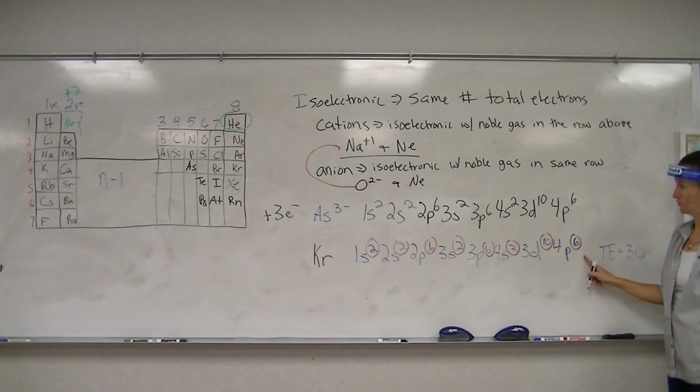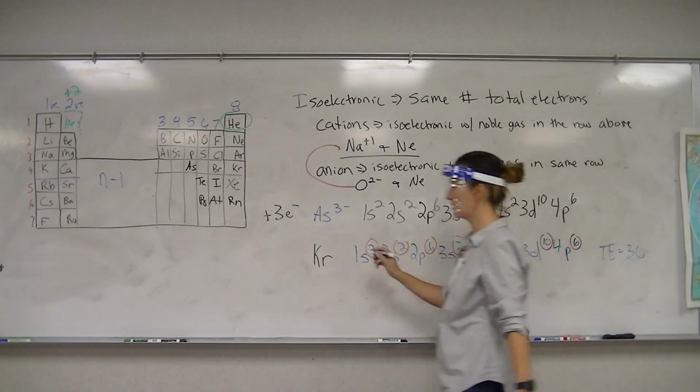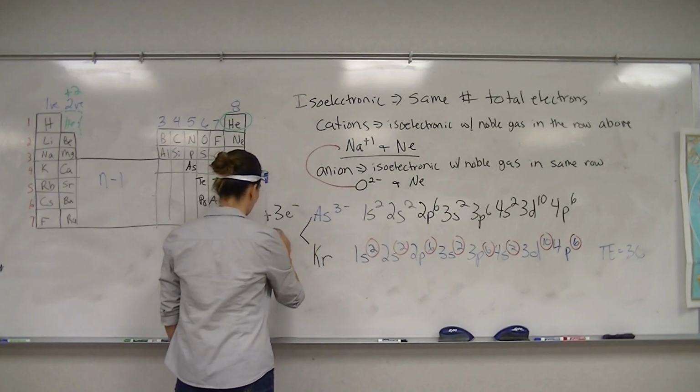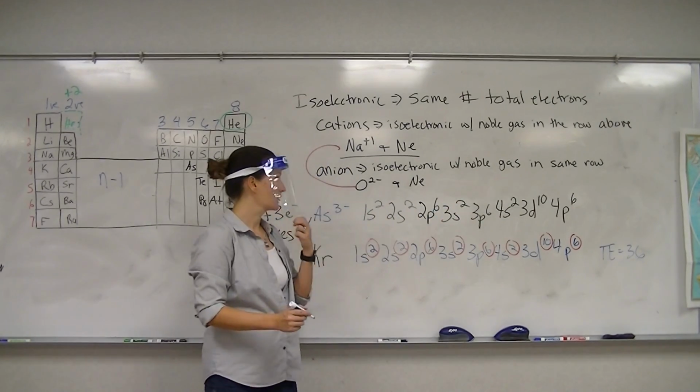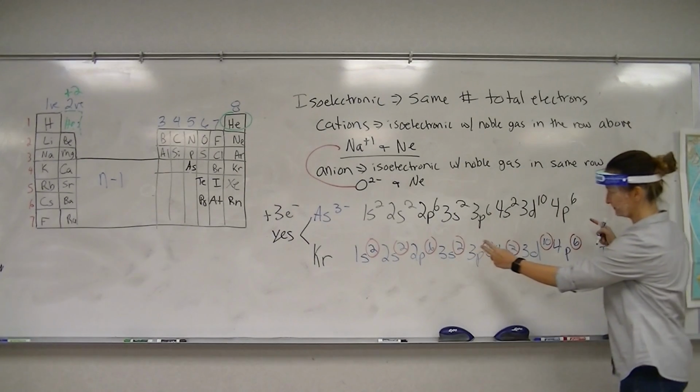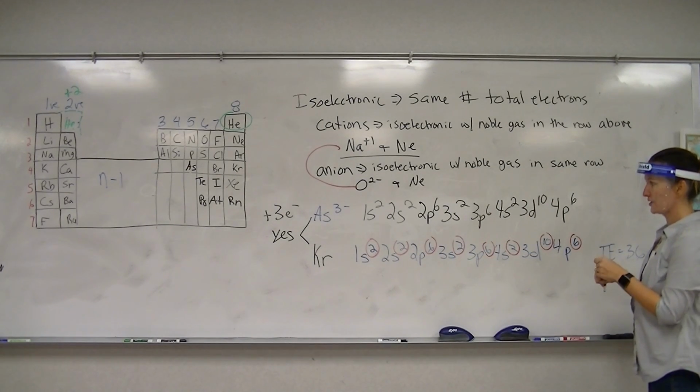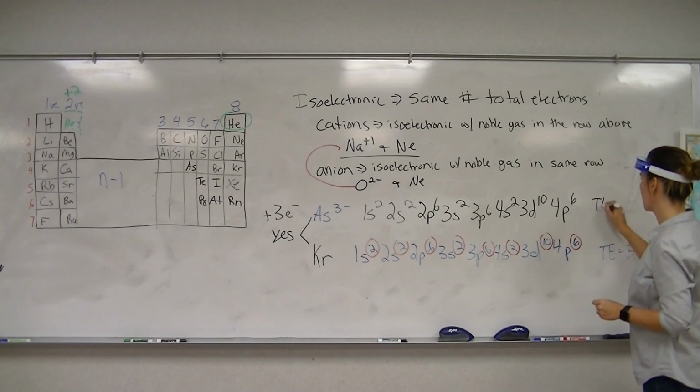Do they match? Yes. So you can look at their electron configurations and say, oh, they match. So yes, they're isoelectronic. The other way is just to count the total electrons. So a shortcut way for this, what is arsenic when it's neutral? Total electrons for arsenic when it's neutral?